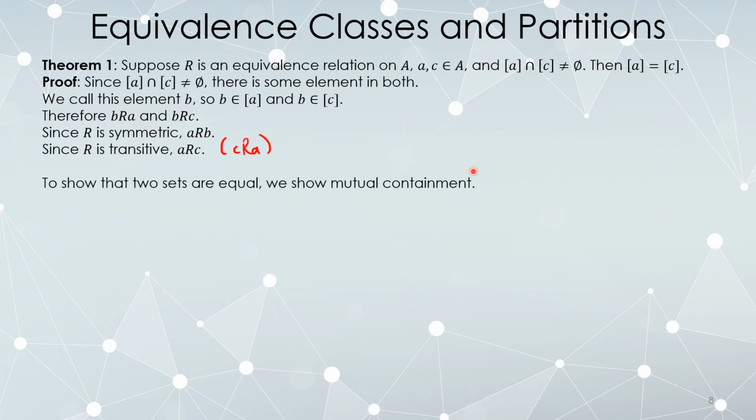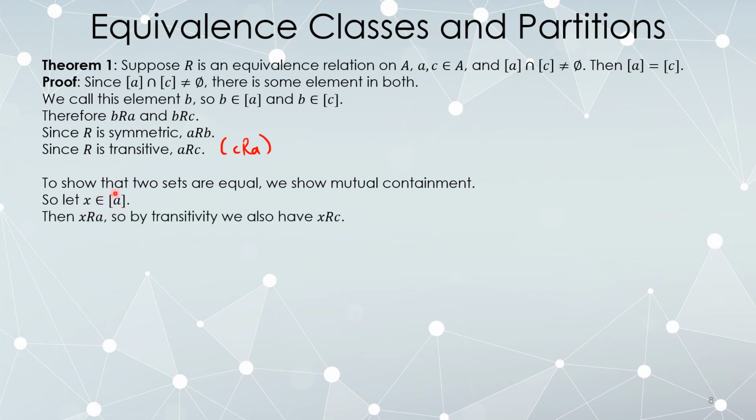Now let's get on to showing that these two sets are equal. How do we show two sets are equal? We do it through mutual containment. So first, let's show the equivalence class of A is a subset of the equivalence class of C. How do I show one thing is a subset of another? It's a conditional statement and it has a hypothesis. So let's assume that I have an element X of the left set, the equivalence class of A. Our goal now is to show that X belongs to the equivalence class of C.